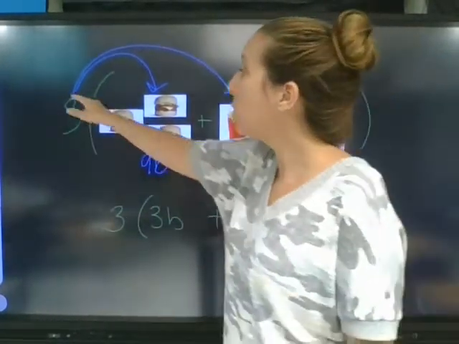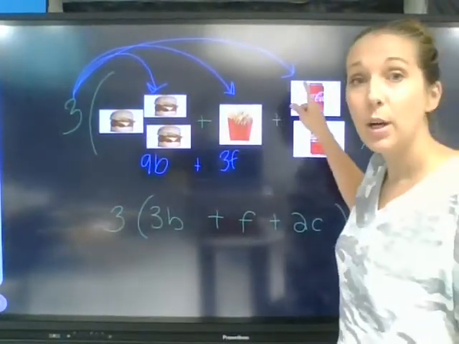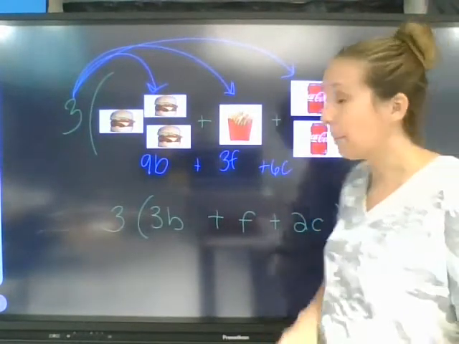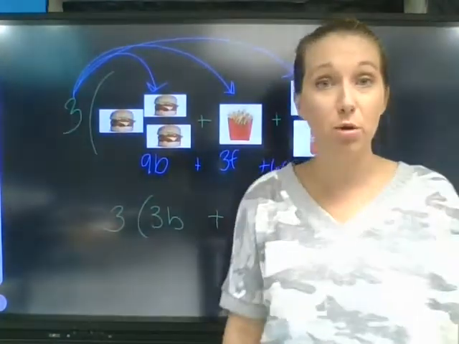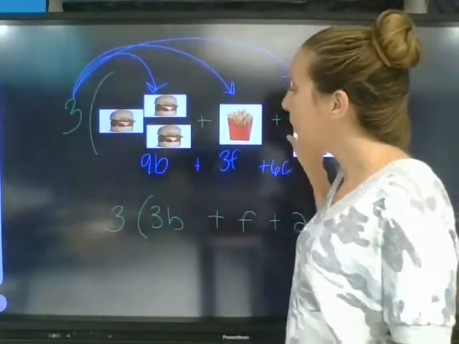All right, then the last one, each of us ordered 2 Cokes. So we're going to say 3 people times 2 Cokes. So that's going to give us 6 Cokes. Again, Miss Cheatham got 2, I got 2, Mr. Duke got 2. That gives us a total of 6 Cokes. All right, so this is using distributive property.